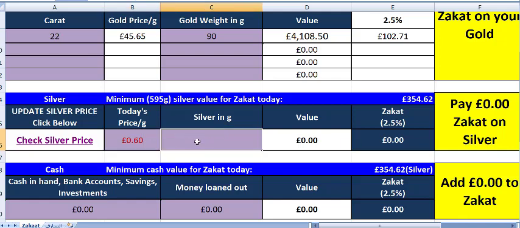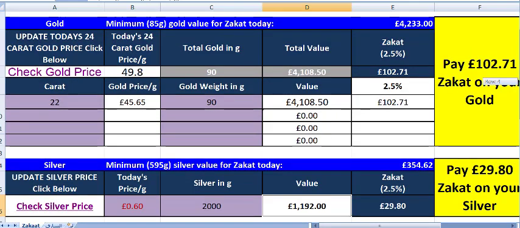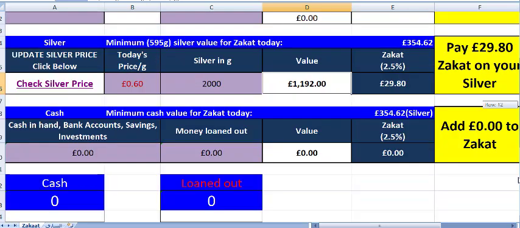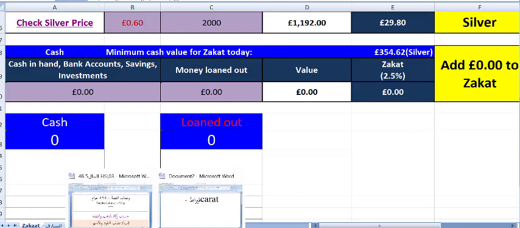How many grams you have? If we assume 2,000 grams, the value is here. Its value, and then this is the percentage of the Zakaat coming here. So you are adding this, the gold zakat and the silver zakat, on top of that your cash or your wealth or your assets. You're adding them. So that's how you calculate your zakah.